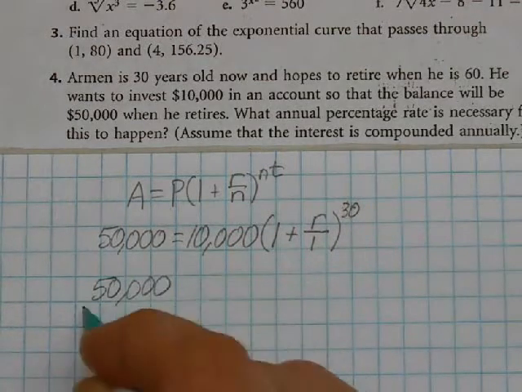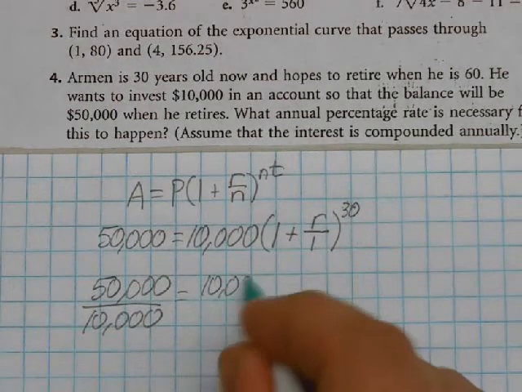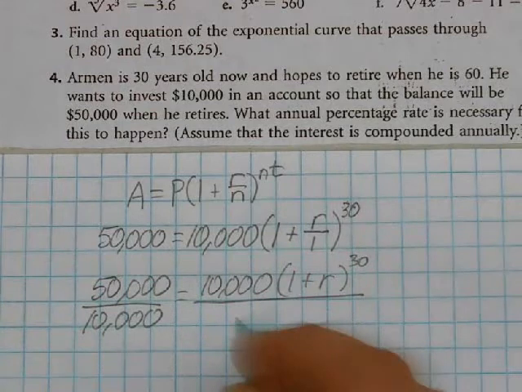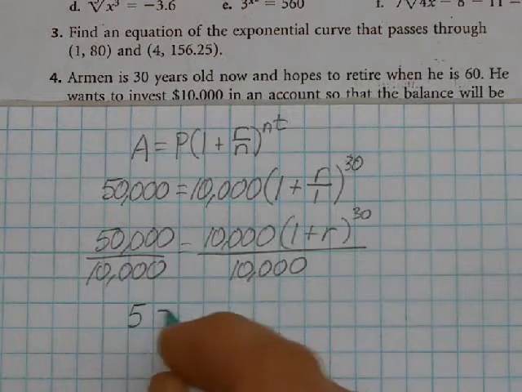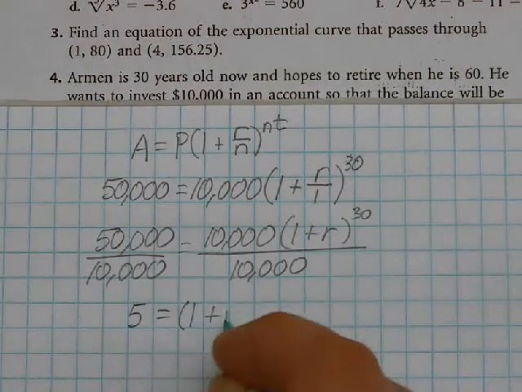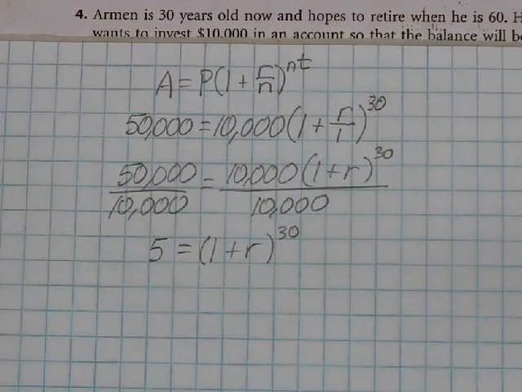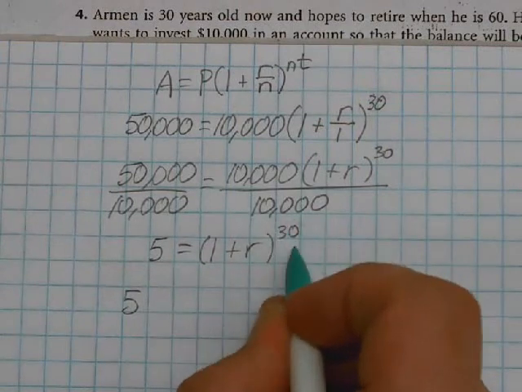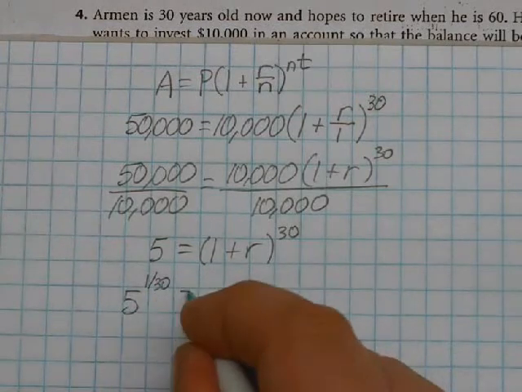So what I'm going to do is divide both sides by 10,000. I'm just going to write that as 1 plus r, since r divided by 1 is just r. And I get 5 equals the quantity 1 plus r to the 30th power. Well, we want to figure out r, and r is inside the parentheses with 1 taken to the 30th power. So to get rid of this exponent of 30, or to make it 1, I'm going to take both sides to the 1 over 30 power.